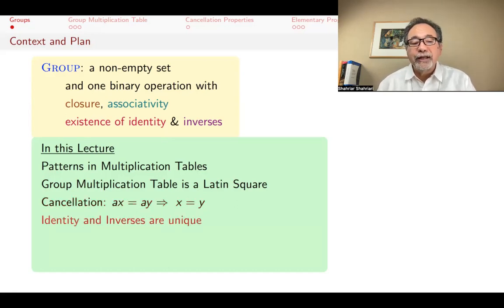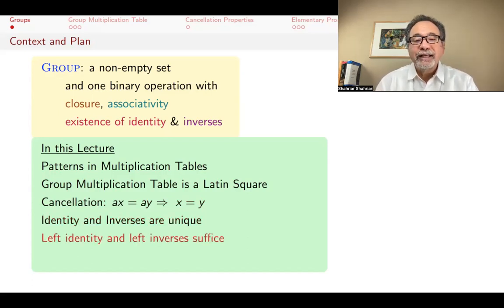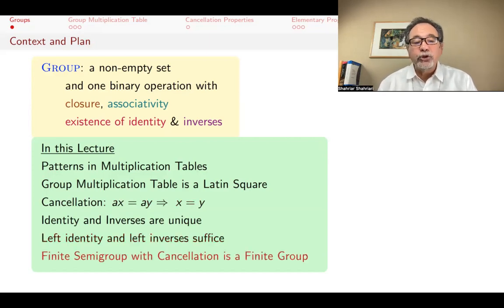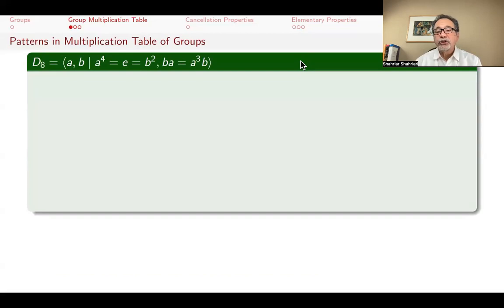We will also prove that identity and inverses are unique. That's not a part of the definition, but we will prove that they're always unique. We will also prove that in the definition of a group, we didn't really have to have a full-fledged identity and full-fledged inverses. If you had left identity and left inverses, that would have sufficed. Also, we will prove that a finite semigroup with cancellation is a finite group, but I will tell you what a semigroup is later. We'll start with patterns in the multiplication table of groups.